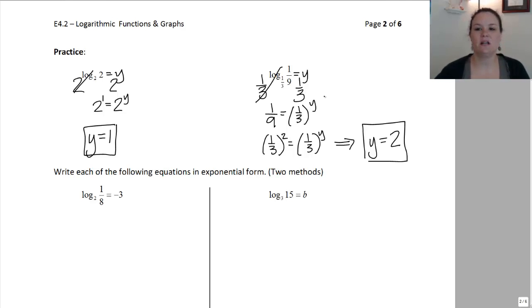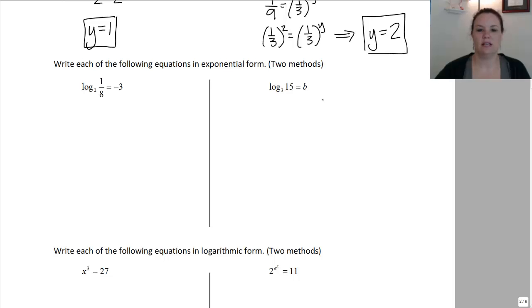Okay. All right. So on this next one, it says we want to write the following equations in exponential form. And I'm going to mark out 2 methods because we're not doing the 2 methods. I'll show you what the other method is, but it's not really a method as much as it is a shortcut that a lot of people usually don't remember. So I'll show it to you, but don't put a lot of weight on it.